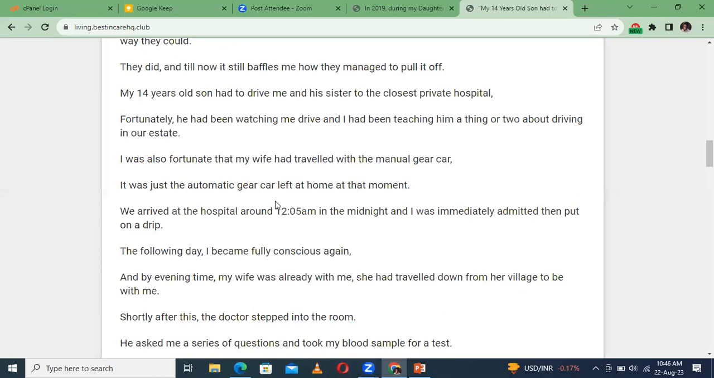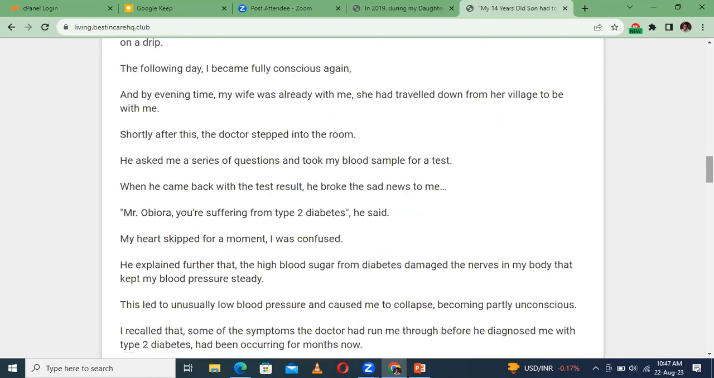It was the automatic gear car left at home at that moment. We arrived at the hospital around 12:05 a.m. in the midnight, and I was immediately admitted and put on a drip. The following day, I became fully conscious again, and by evening time, my wife was already with me. She had traveled down from her village to be with me. Shortly after this, the doctor stepped into the room.